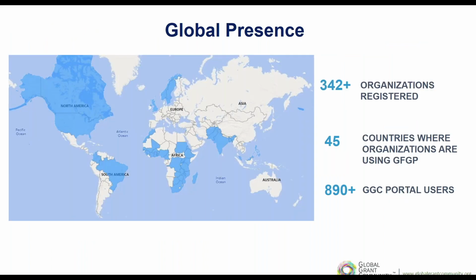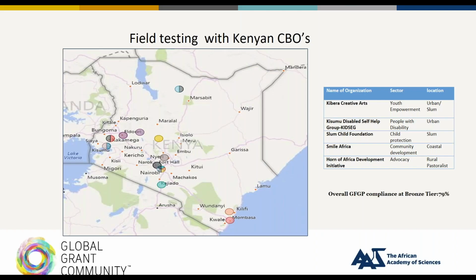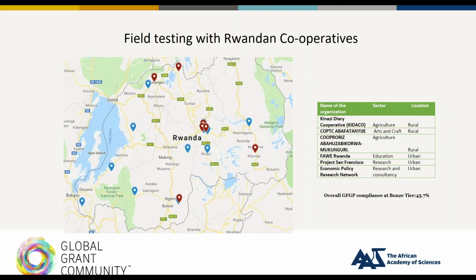And there is a global presence. There are 342 registered organizations and 890 users. And as you can see, it's starting to become a global international standard. And that is what gives it its transparency. There were some concerns at the start that the standard would not be suitable for small organizations, and it's been field tested in Kenya and also in Rwanda.